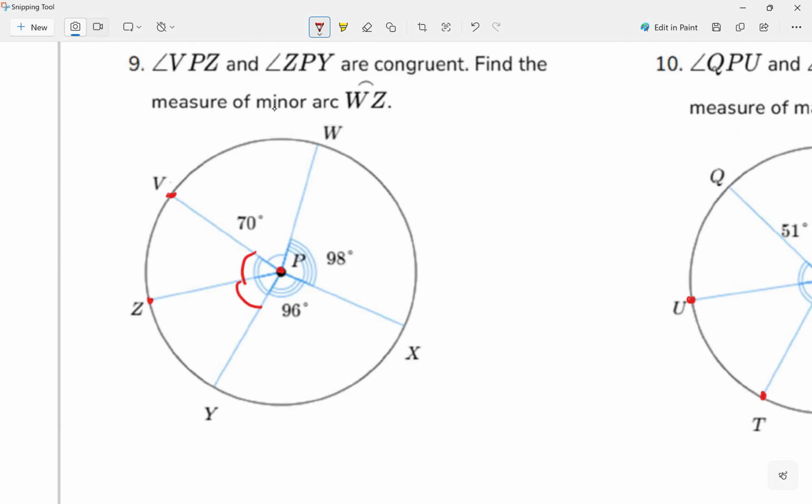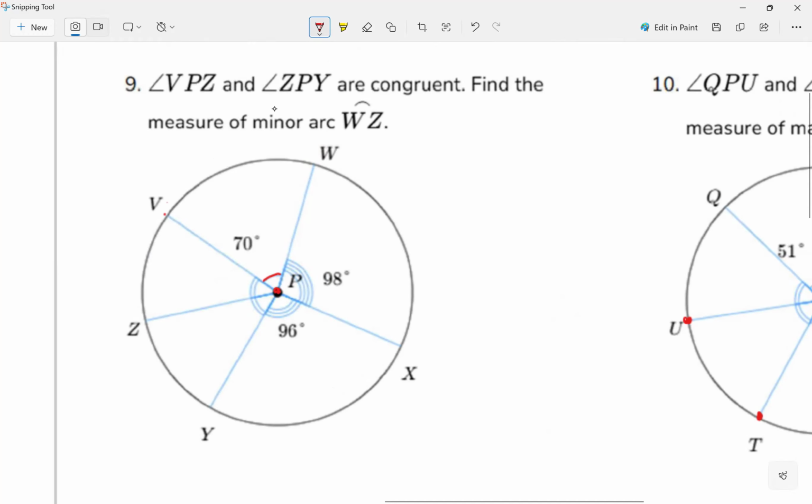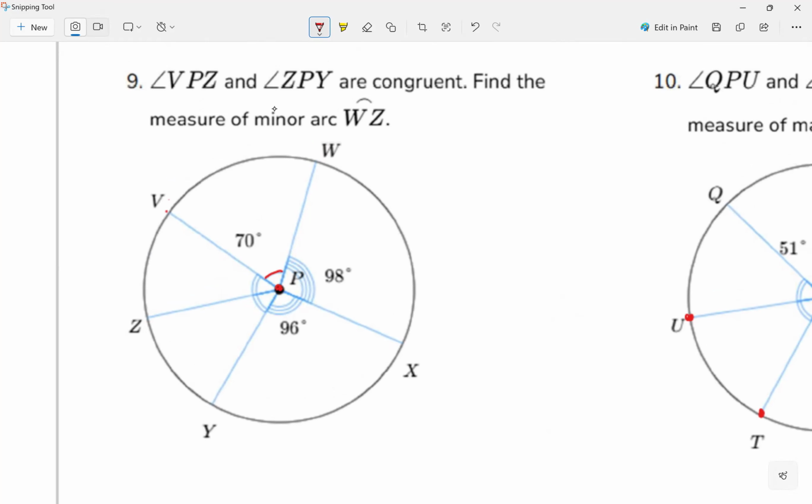So they're telling us they're the same, but we kind of knew that from the graph, because look at the arcs in the center. You notice how for 70 degrees, I only use one arc. These two that we were told are equal, notice I use two arcs. And then for the 96, I used three arcs, and for the 98, I used four arcs. When the measurement was different, I used different markings; when the measurement was the same, I use the same marking. Okay, do we know how big angle VPZ is? Not necessarily. I don't know what it is, so I'm just gonna call it X.